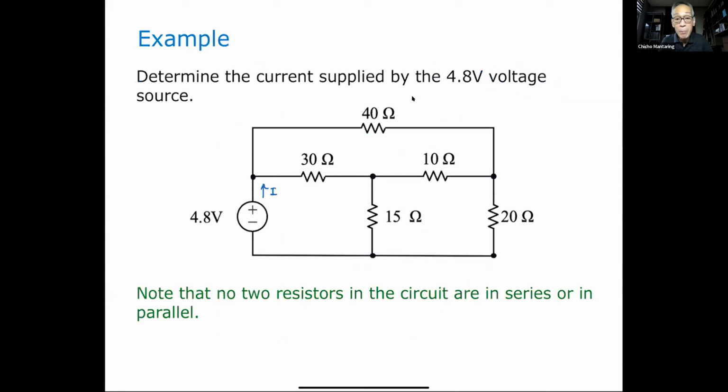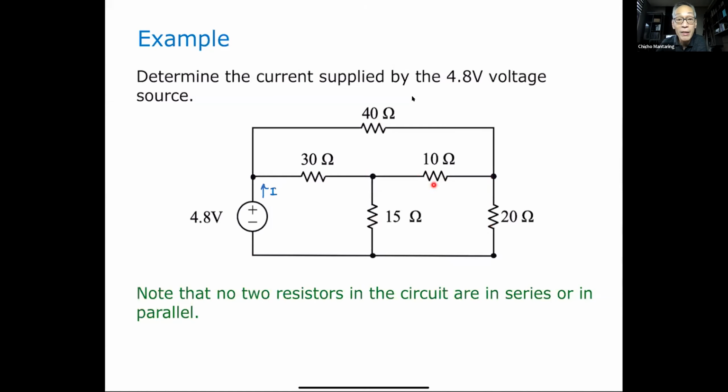So going back to this example, do I see any delta or do I see any Y? How many deltas are there? Can you tell me? Yeah, there are two deltas. These three resistors, 30, 10, and 40, form a delta. These three resistors, the 10, 15, and the 20, also form a delta.